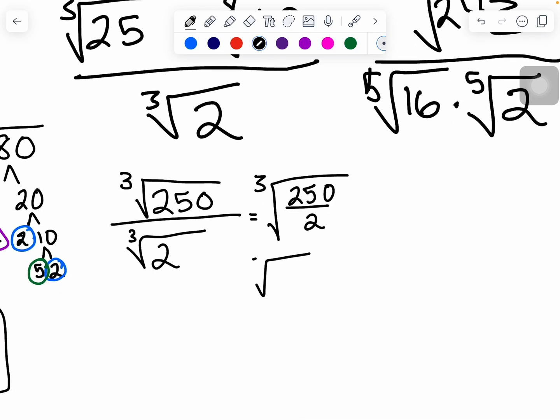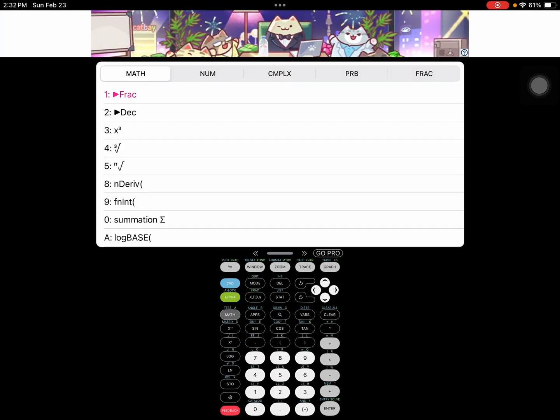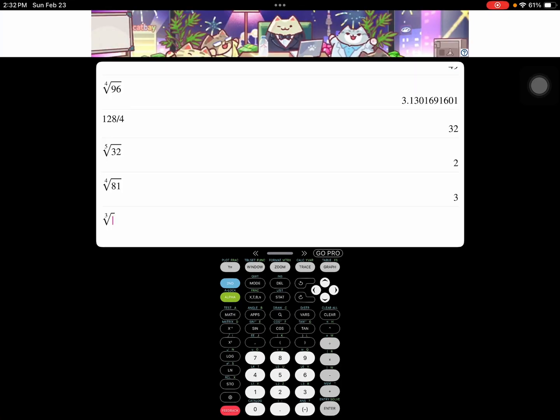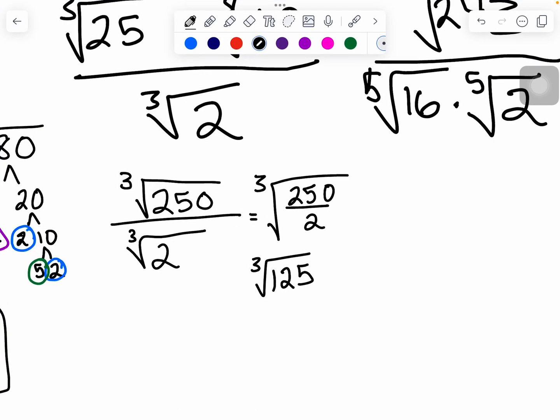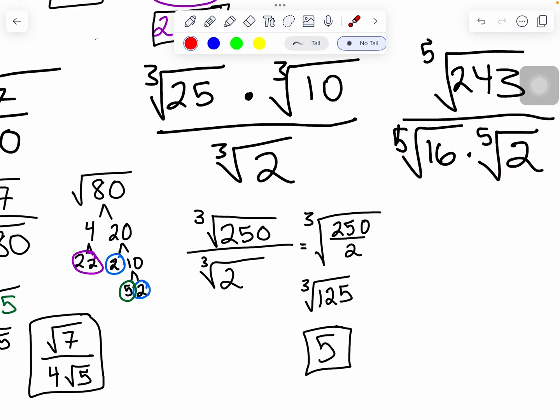So then I get the cube root of 125. Plugging that into my calculator, pray that I get a good number. Cube root, 125. And it is 5. So our answer here is 5. So that is what we would do in this case. And same thing over here. We just have it flipped. We would do the denominator first and then do our division.